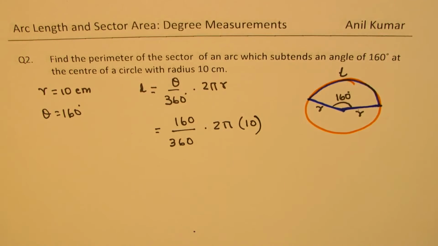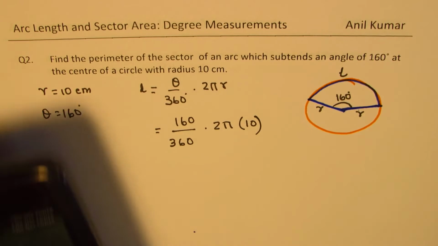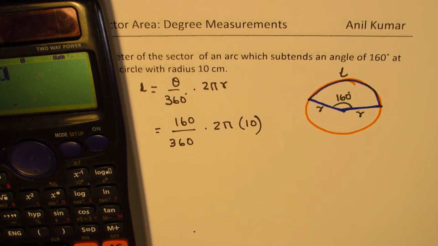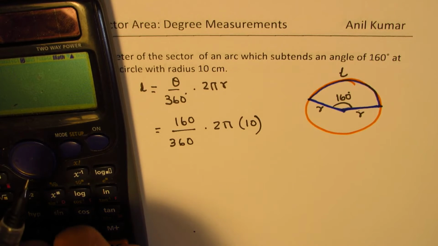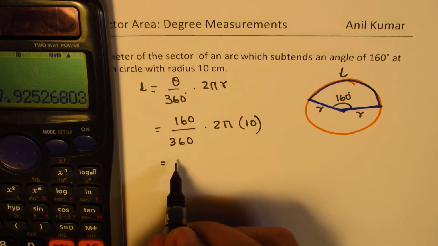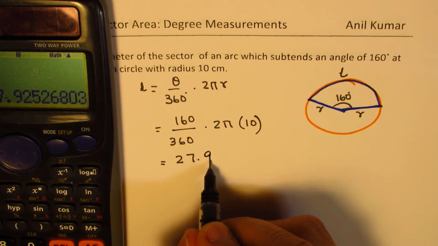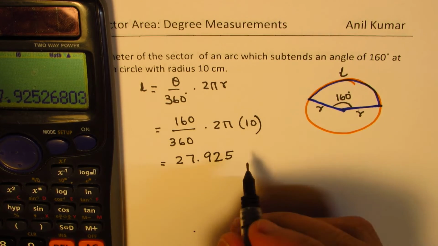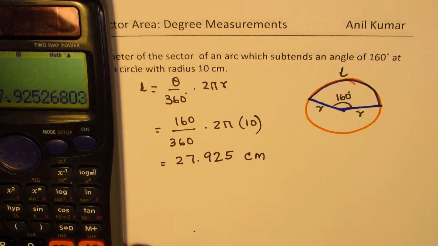So we'll find it first, right? So let's use a calculator to calculate this. So we have 160 divided by 360, right? Times 2 times 10. Okay. Now we'll do times pi and write down its decimal equivalent. This is equal to 27.925. That's what, right? The units will be centimeters. So we get the value of L.